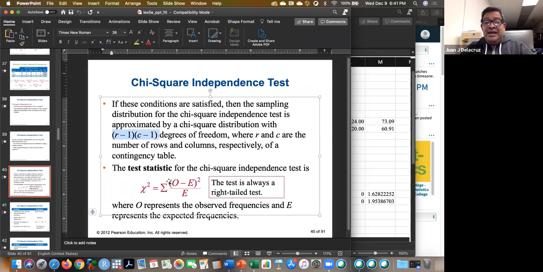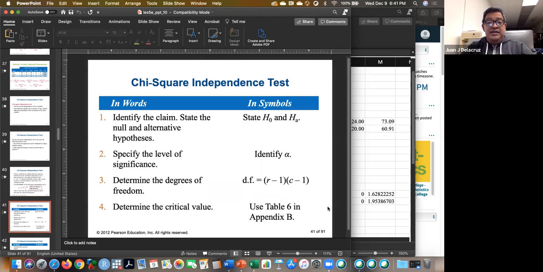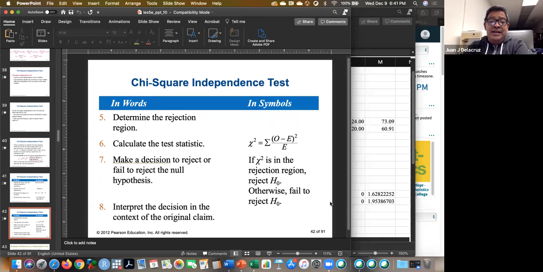We already did the expected. In this formula, O represents the observed and E represents the expected frequencies. Once again, all these steps we already know. State the hypothesis. We identify the level of significance. We find the degrees of freedom, and then we find the critical value. Remember, we are using the Excel formula that we know for the critical value, so we don't have to use the tables unless you want to.